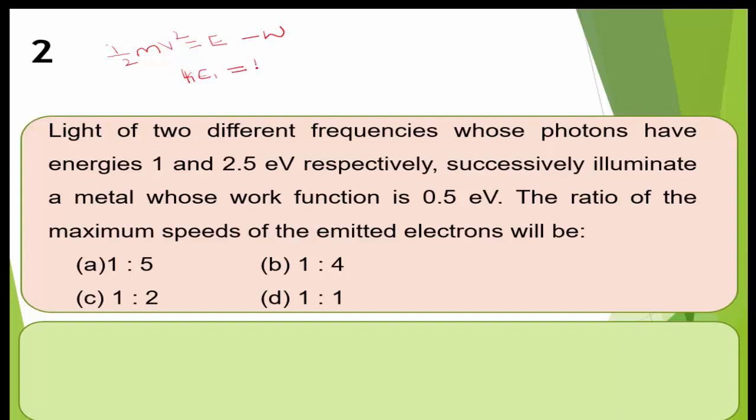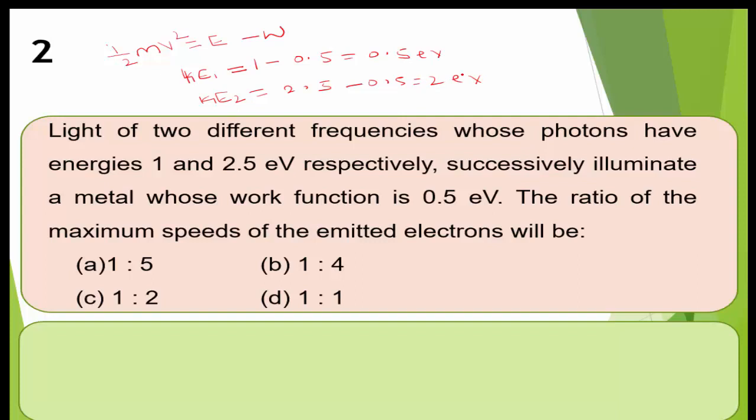Ke1 is equal to the photon energy 1 minus the work function 0.5. You get the answer 0.5 electron volt. And for the second kinetic energy, Ke2 is 2.5 minus 0.5, you get 2 electron volt.